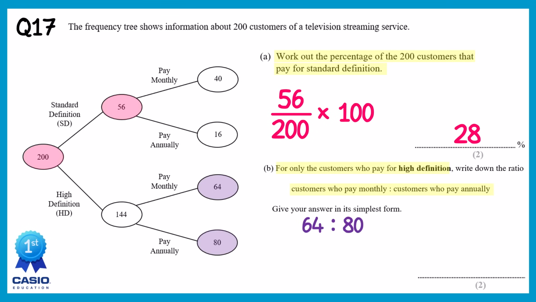This question does say to give it in its simplest form though, so we need to simplify this. I can see that we can divide both 64 and 80 by 8. If you do 64 divided by 8 you get 8, and 80 divided by 8 you get 10. These can also then be further divided by 2. 8 divided by 2 is 4, and 10 divided by 2 is 5. So the final simplified ratio is 4 to 5.